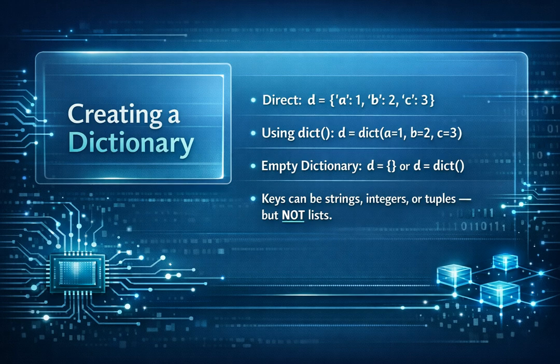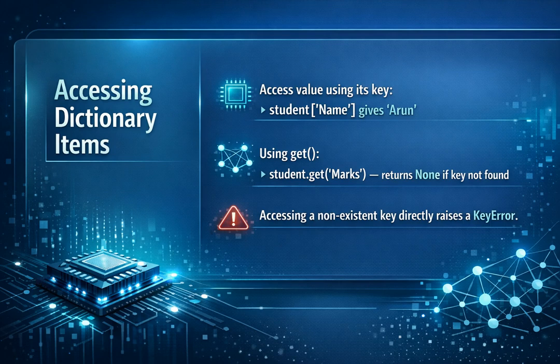Keys in a dictionary must be unique and immutable. If you use the same key twice, the second value overwrites the first. To access a value in a dictionary, use its key inside square brackets. For example, student['name'] gives Arun.